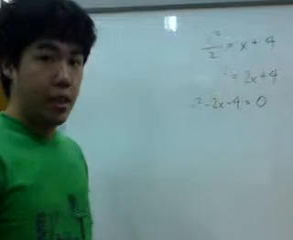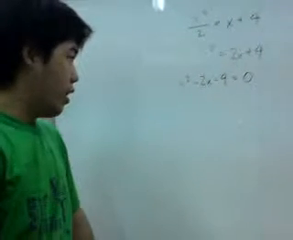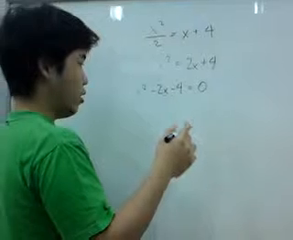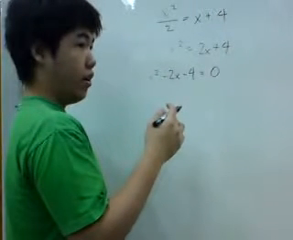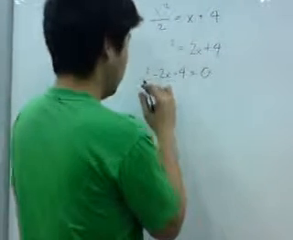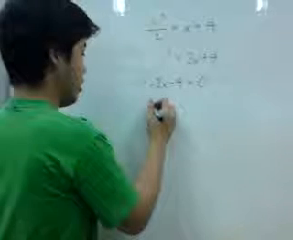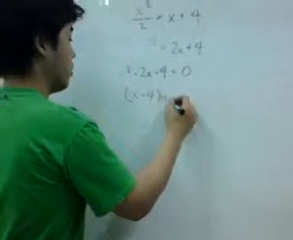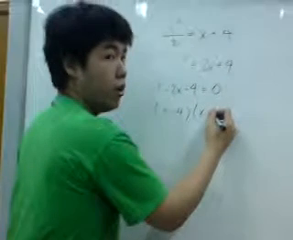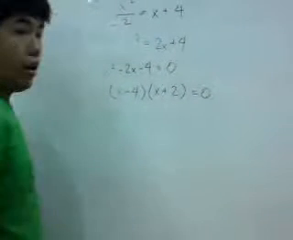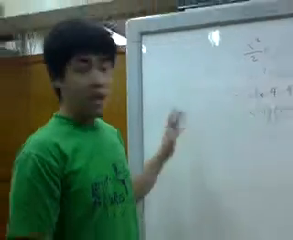For the next step, we will be factoring the equation so that it will be ready for the values that we will try to get. So the factor of this is x minus 4 times x plus 2 equals 0. Now that you have factored it, the next step is to get the values using linear equations.